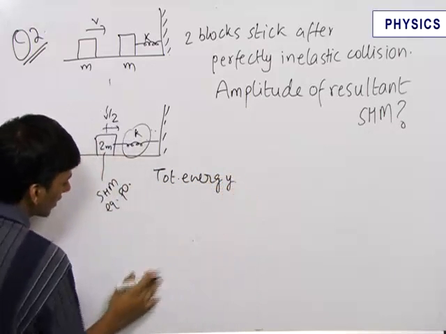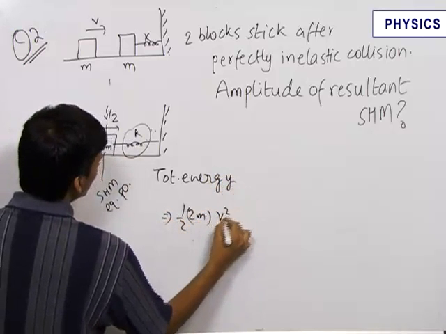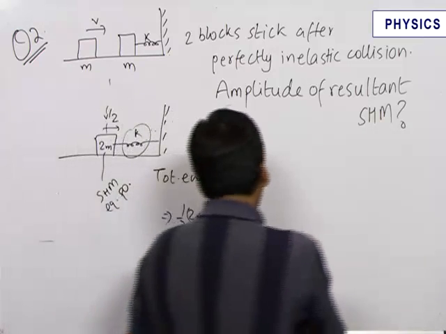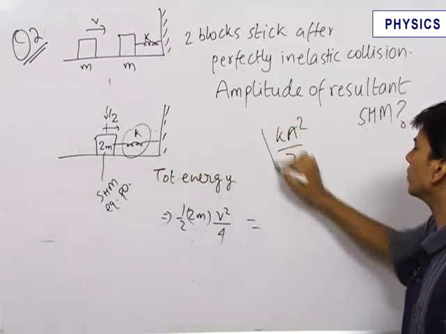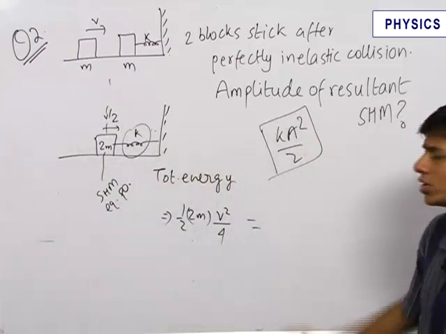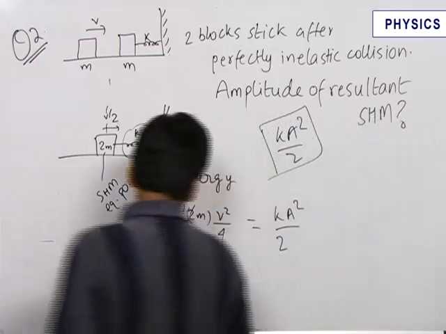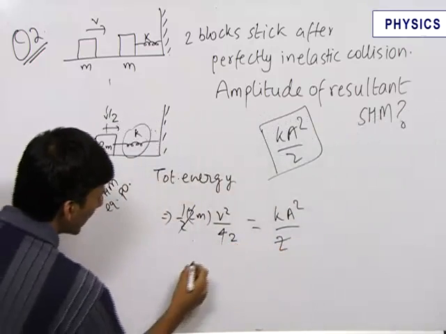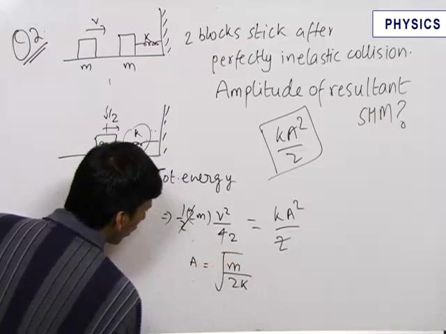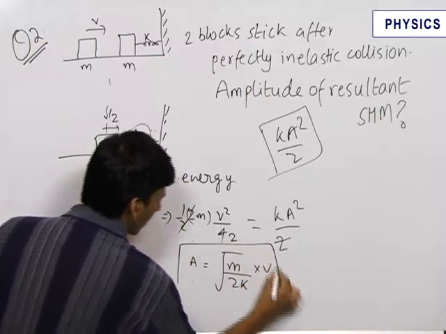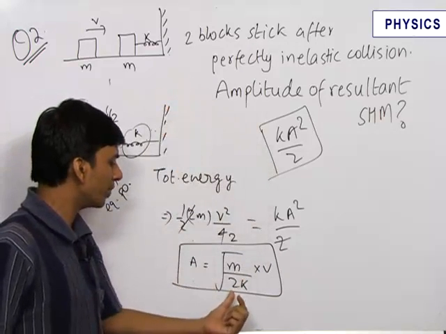Therefore, the total energy of the SHM, which is conserved, is equal to half into 2m into v square by 4, and we know that the total energy of an SHM is equal to Ka square by 2. Always remember this. So we equate this to Ka square by 2, and we get the amplitude a is equal to root over m by 2k into v. So our final answer for the amplitude of the resultant SHM comes out to be root over m by 2k into v.